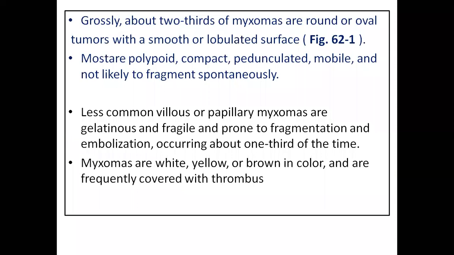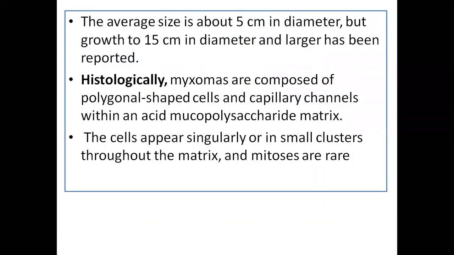Grossly, about two-thirds of myxomas are round or oval tumors with a smooth or lobulated surface, polypoid, compact, pedunculated, mobile, and not likely to fragment spontaneously. Less commonly, the villous or papillary myxomas are gelatinous and fragile, which is prone to fragmentation and emboli. The average size is 5 centimeters in diameter, but growth to 15 centimeters and larger has been reported.